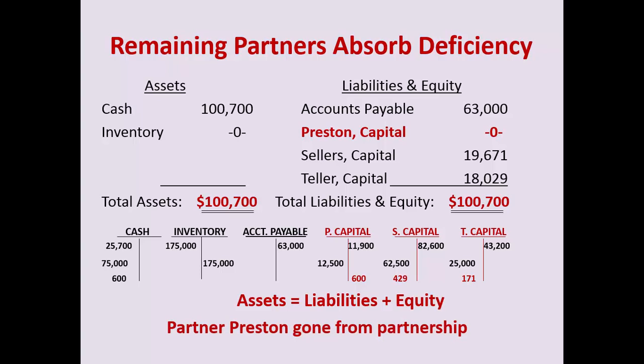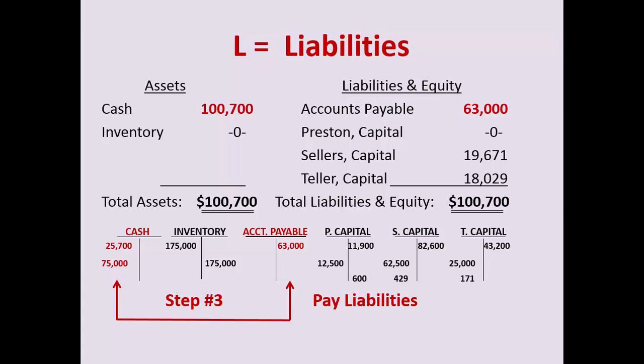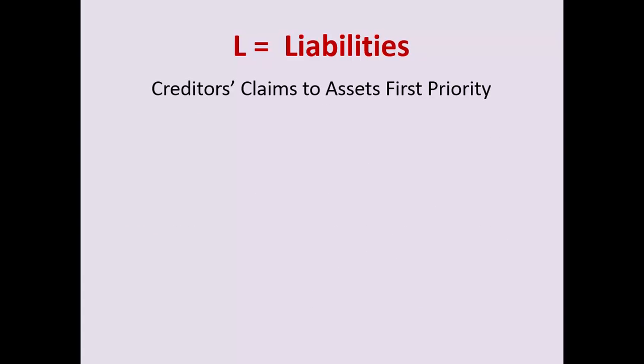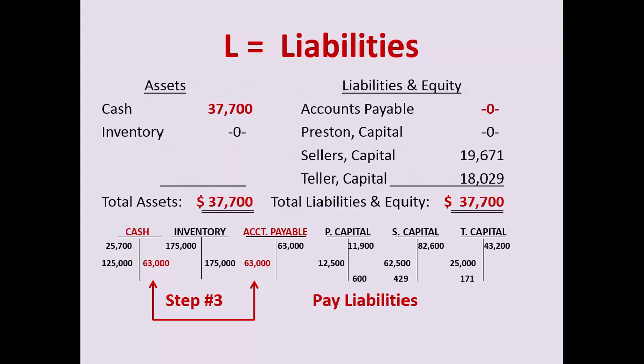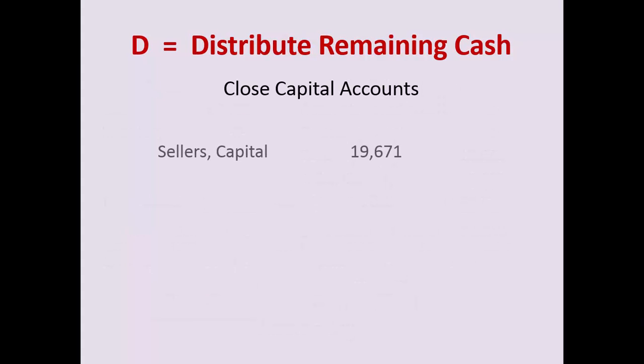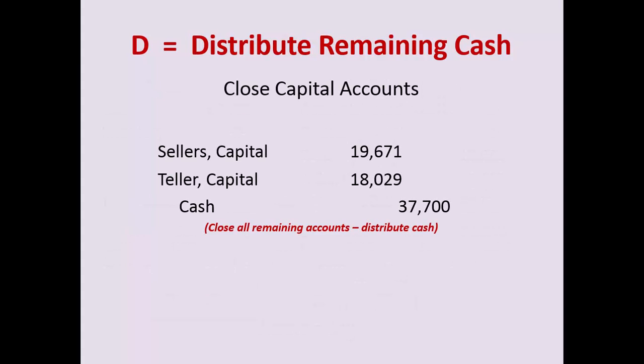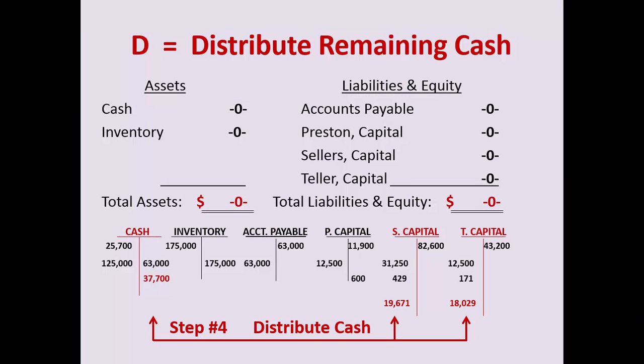So now the partner Preston is gone. There are only two partners, and you're going to close the books. You're simply going to zero out those remaining capital accounts after you pay the creditors. So now the books are closed, zero balances.